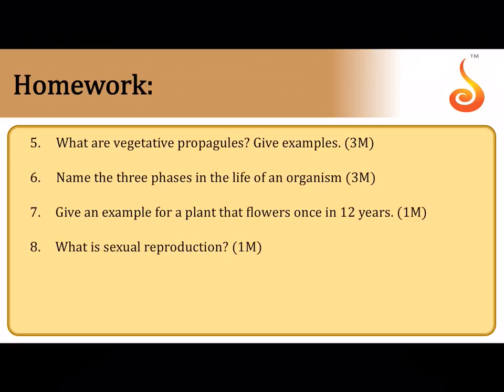Then, what are vegetative propagules? Give examples, 3 mark. Name the 3 phases, 3 mark. Give an example for a plant that flowers once in 12 years, 1 mark. Define sexual reproduction, 1 mark.